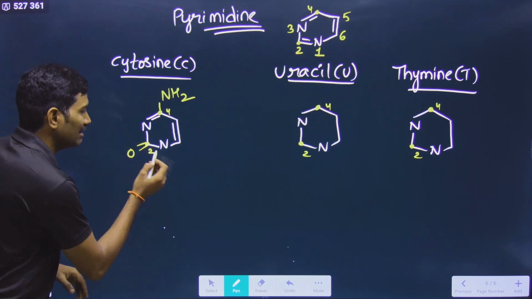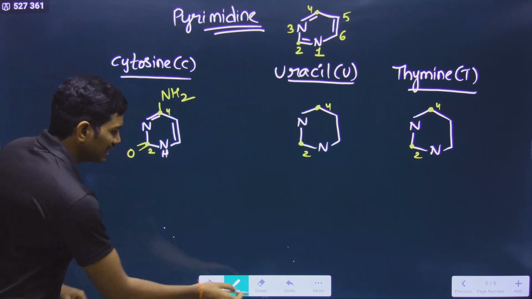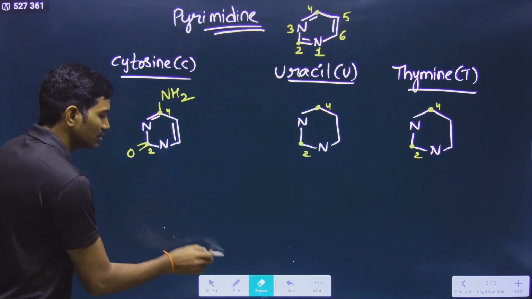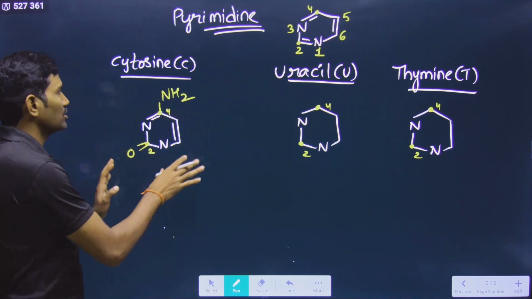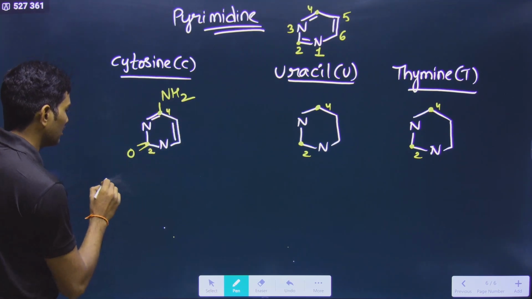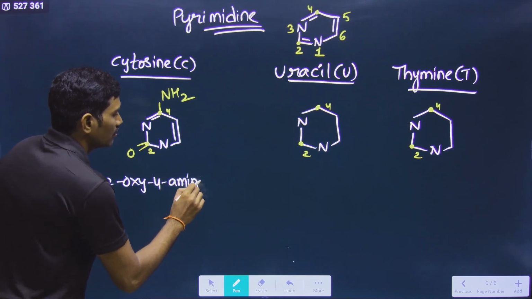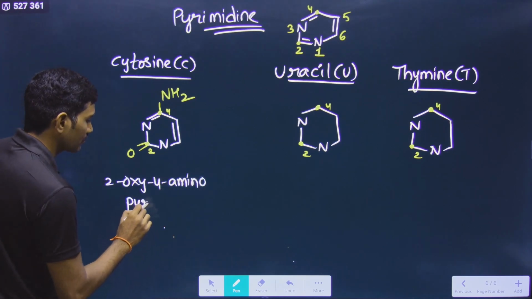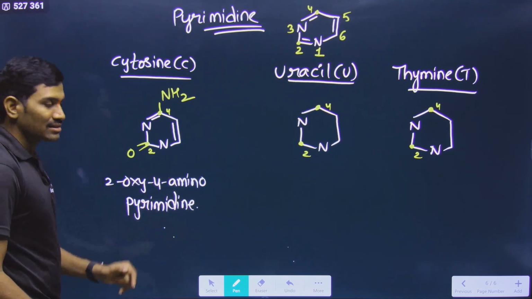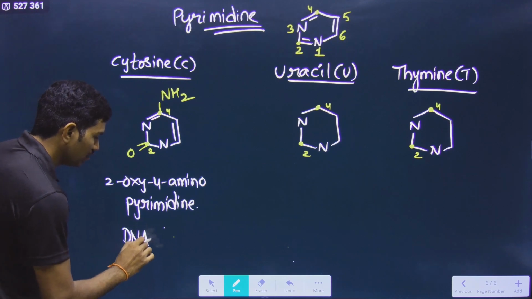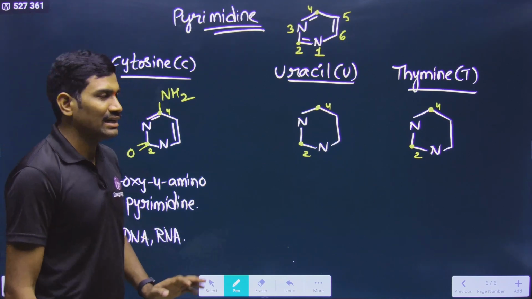So leave it. If you are leaving it, what happens? By default, hydrogen will attach to nitrogen. Whether you write it or leave it, no problem at all. It will be normal. This is cytosine. So how will you write this? 2-oxy 4-amino pyrimidine. This is the name of cytosine. And cytosine is present in both DNA and RNA.